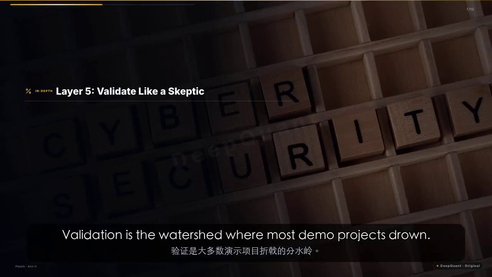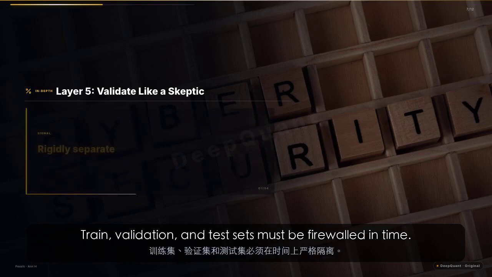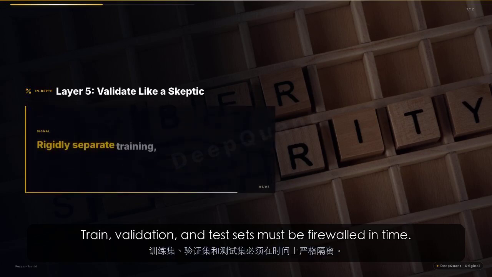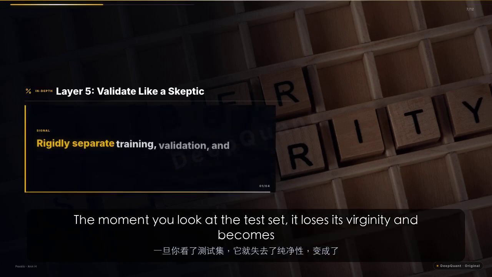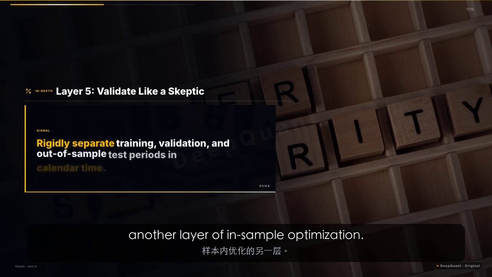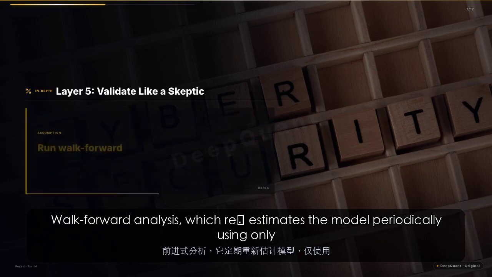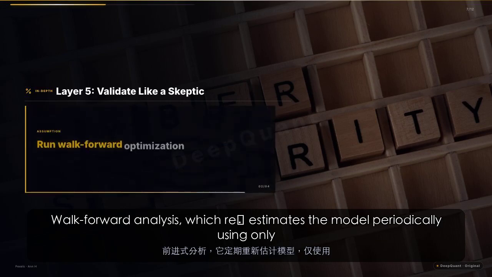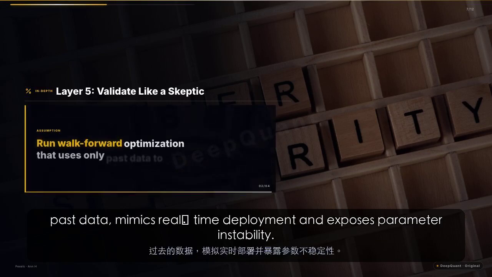Validation is the watershed where most demo projects drown. Train, validation, and test sets must be firewalled in time. The moment you look at the test set, it loses its virginity and becomes another layer of in-sample optimization. Walk-forward analysis, which re-estimates the model periodically using only past data, mimics real-time deployment and exposes parameter instability.